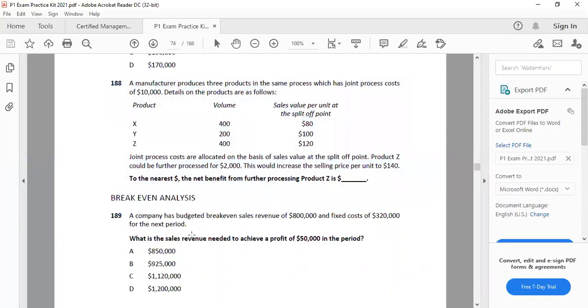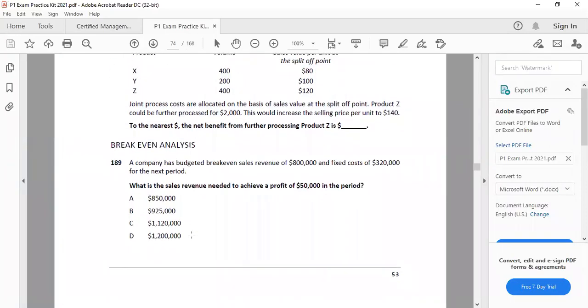Onwards, break-even analysis starts. I don't remember whether I have done the equations of break-even analysis. Did I? We've done linear equation, x plus y. No. This is a different set altogether. So we have to look into what are the formulae for break-even analysis.